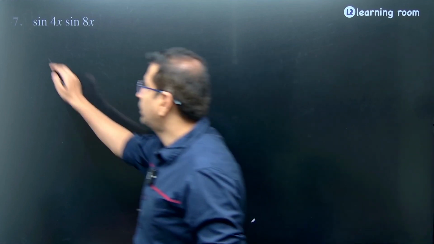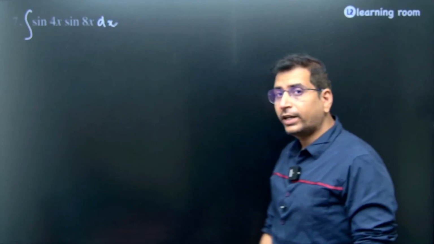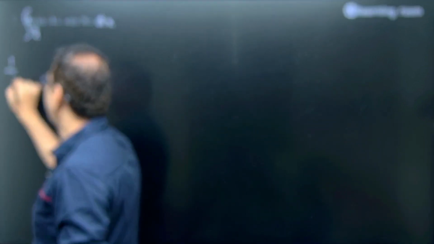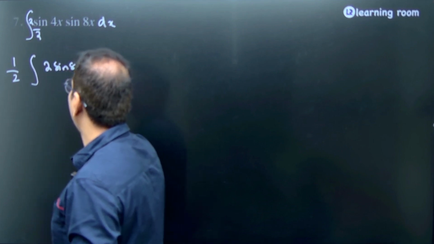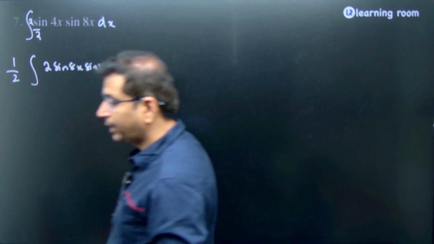So moving on to the 7th question, it is the integral of sin 4x times sin 8x dx. So again what you are going to do is multiply and divide it by 2. So half taken outside, integral of 2 sin 8x into sin 4x dx. I have already discussed the idea in the previous problem.